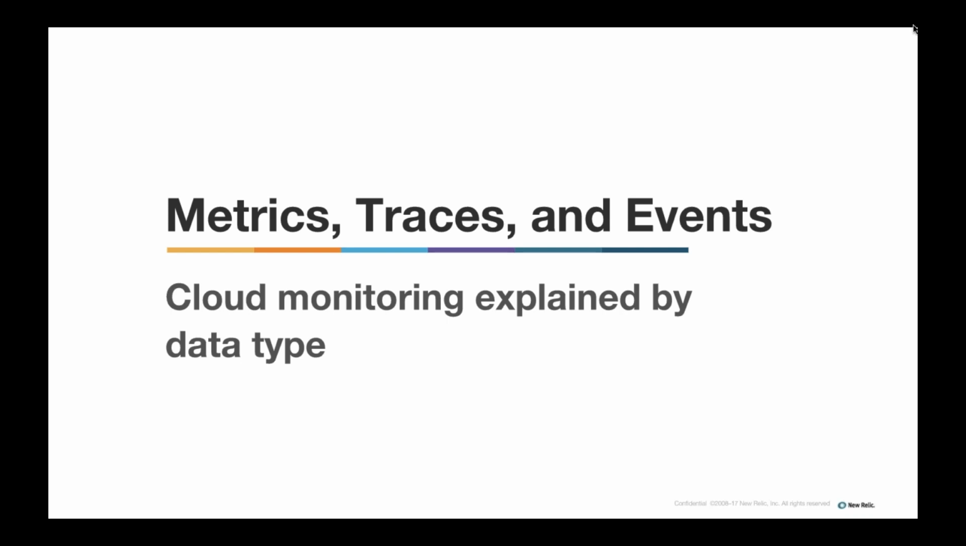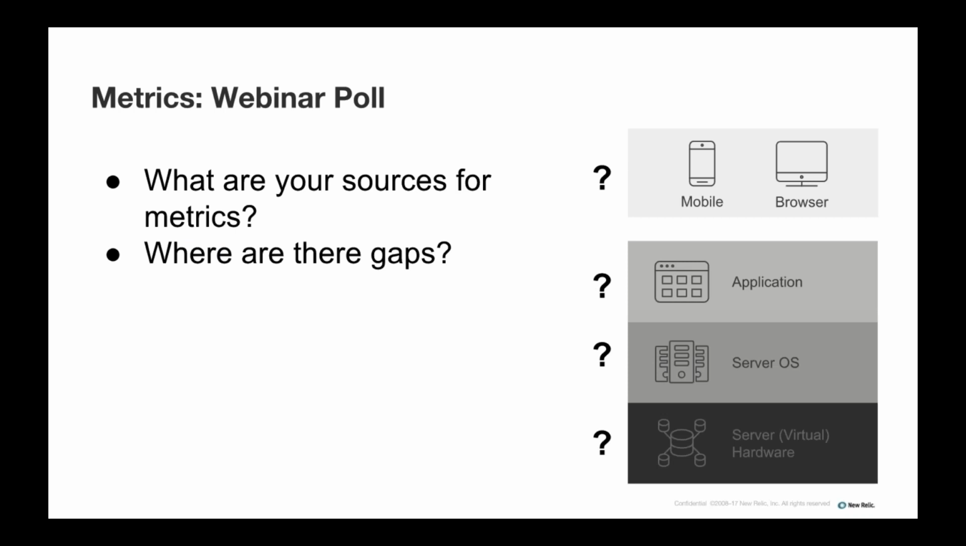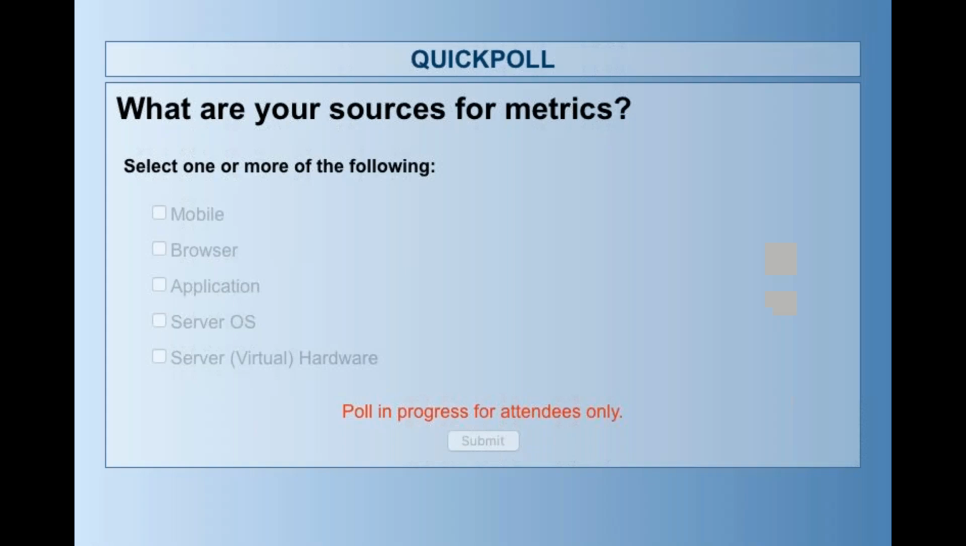And so briefly, before we go a little bit deeper into the New Relic product itself, I wanted to quickly poll the audience. GoToWebinar has an interesting poll feature. You don't have to use it, but it would be interesting just to see where everyone is. So if you expand the poll right there, you can go ahead and vote on this. It's: what are your sources of metrics? Basically, of the places that you're collecting data from, where do you currently have operational visibility? Is it the server virtual hardware, the operating system, the application, the mobile, or browser?